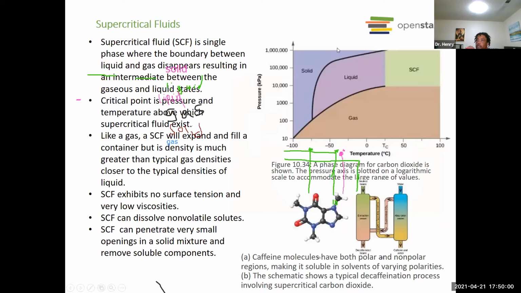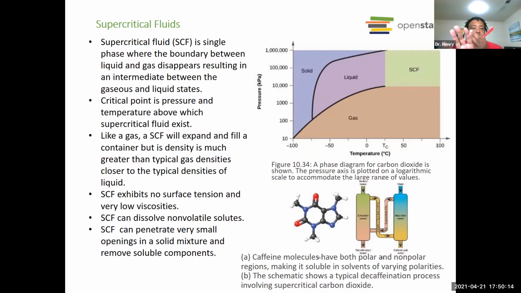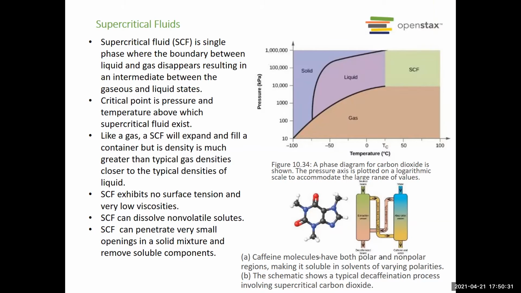Okay. So a supercritical fluid is basically a single phase where the boundary line between liquid and gas disappears. And so you're going to get something like an intermediate between a gaseous and liquid state. Okay, so it's going to have properties of both, right? It's going to have a density that's typical of a gas. It's going to be able to fill a container.